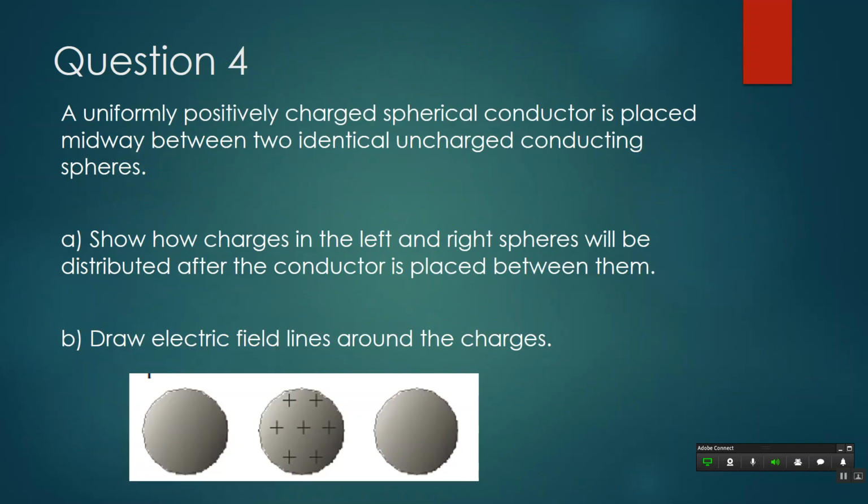All right, question 4. This one you guys do on your own. I'll work it out over here. A uniformly positively charged sphere conductor is placed midway between two charged spheres. Show how charges on the left and right sides will be distributed in the space between them.